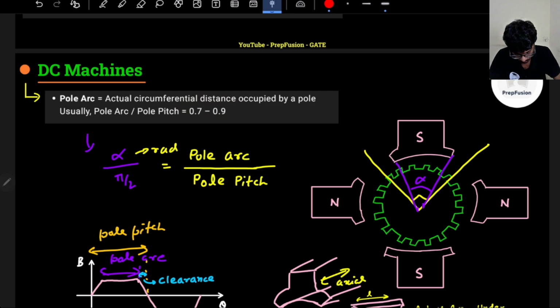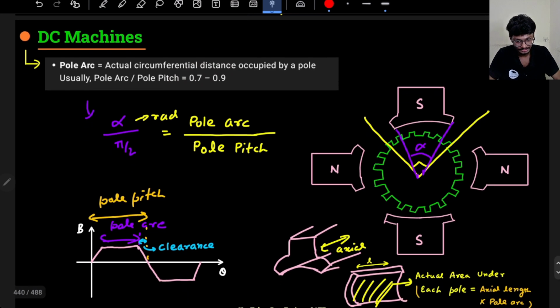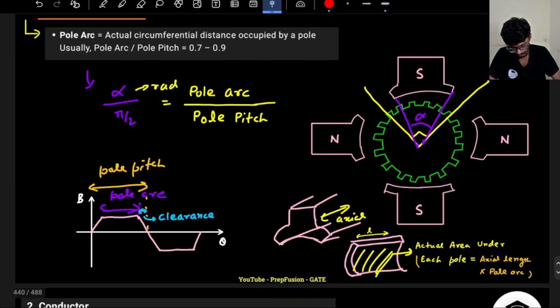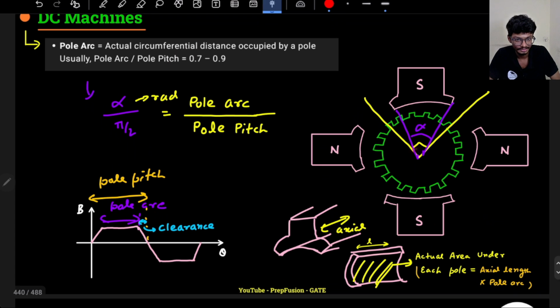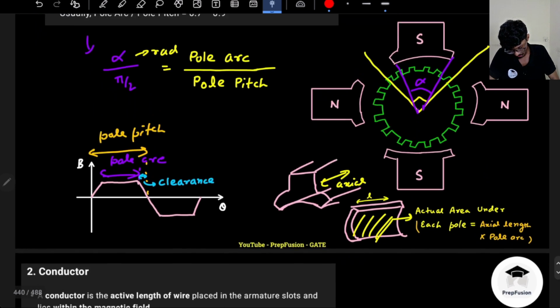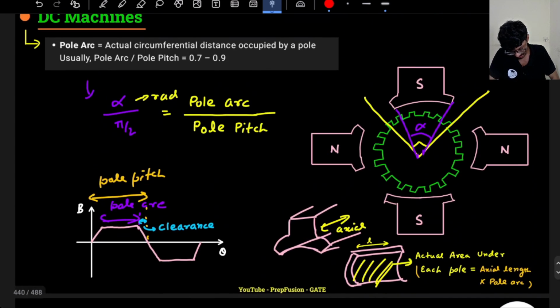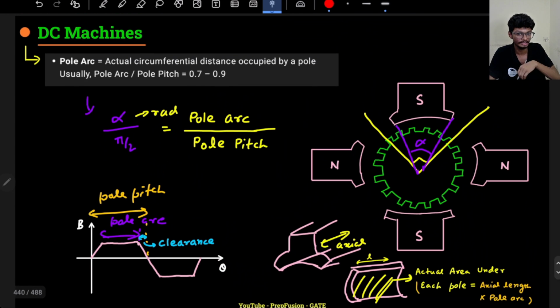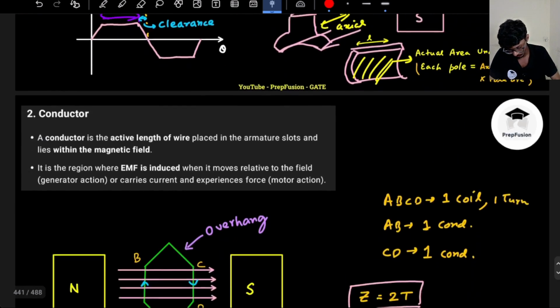So that is the case over here. I hope you have understood this portion. Pole arc is the actual distance covered by each pole, and the ratio is known as pole arc by pole pitch. This I have already explained in the DC machine, so I'm not explaining it here again. I'm just quickly revising things. Please go back and watch the DC machines lecture. There you will understand it even better.